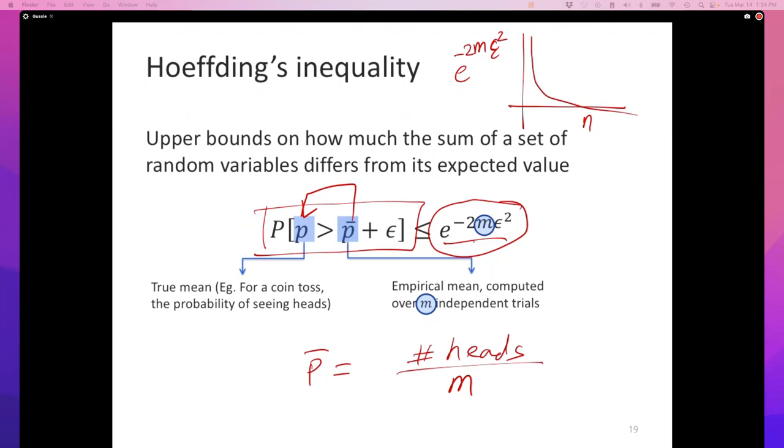So as the number of trials increases, this quantity, the right-hand side, goes down really fast, which means the left-hand side is going to go down really, really fast. What is the left-hand side? The left-hand side is asking, what's the probability that the true bias of the coin is epsilon away from the empirical bias, the fraction that you calculate. And because the right-hand side is going to go down really fast as the number of trials increases, these two things, P and P bar, are going to get really close really fast.